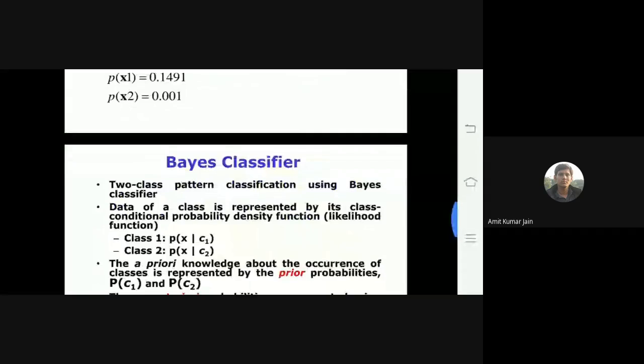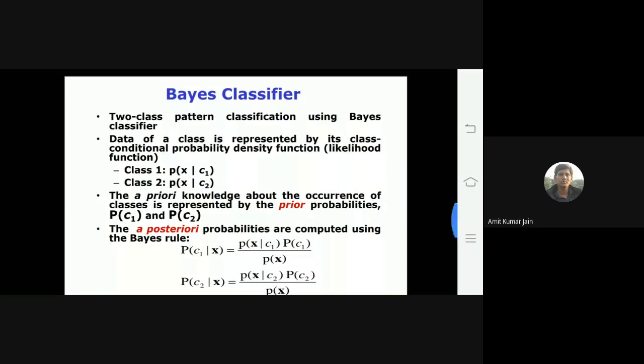So now, directly coming to the Bayes classifier. Slowly we are moving towards the Bayesian classifier. Let us first talk about a two-class classification problem, which is very easy to understand. Just for simplicity, let us first consider the two-class classification problem, and then we will discuss the multi-class classification problem, right? The two-class classification problem is sometimes called a binary classification problem. So, two-class pattern classification using the Bayesian classifier.